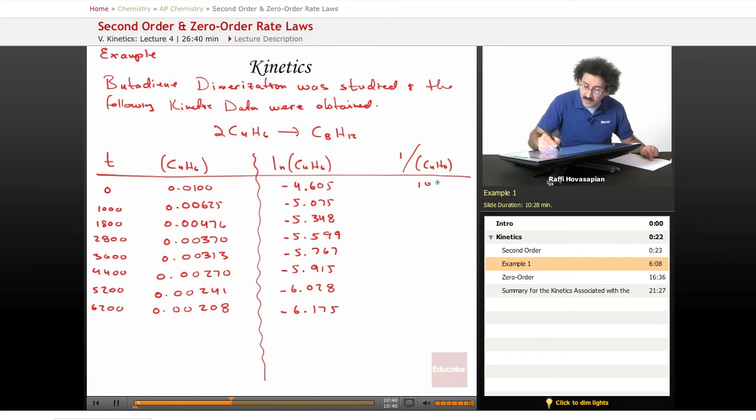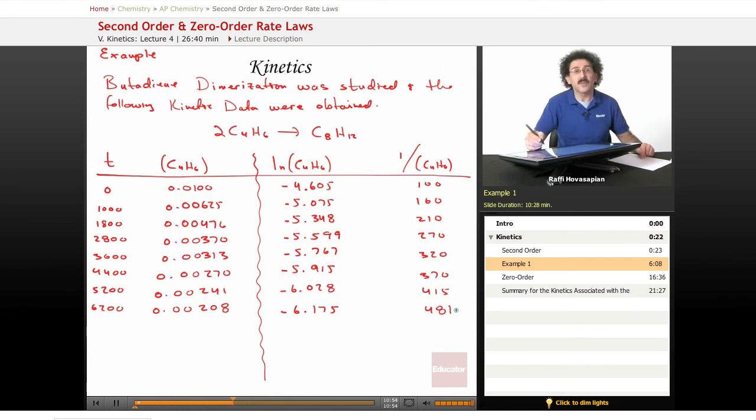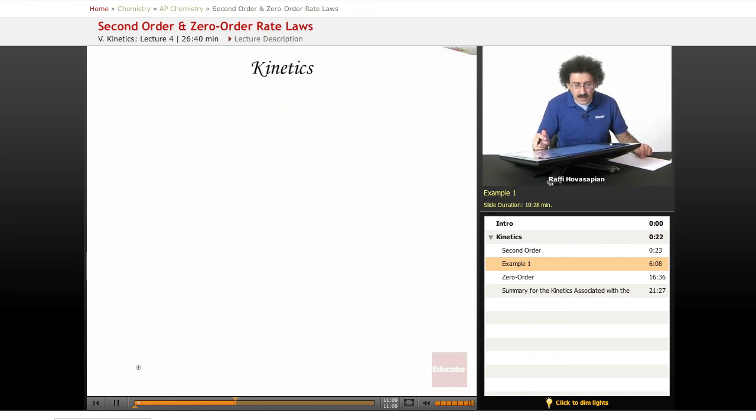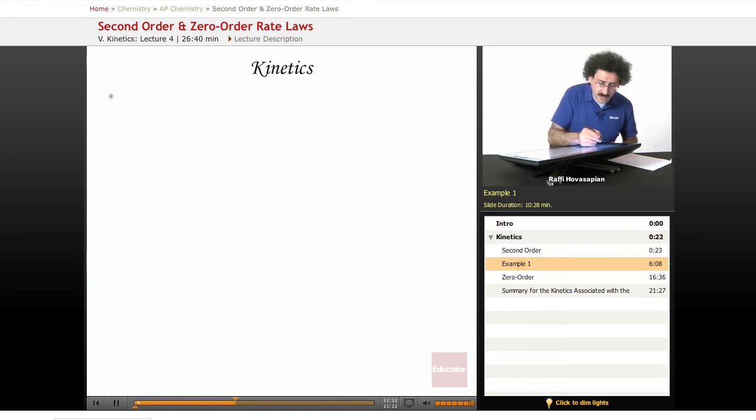Reciprocals are a lot easier. What we have is 100, 160, 210, 270, 320, 370, 415, and 481. Okay, so now we're going to plot this, in blue, versus time, and we're going to plot this versus time to see which one gives us a straight line. So let's go ahead and take a look at what these plots look like. I'm going to put them next to each other.